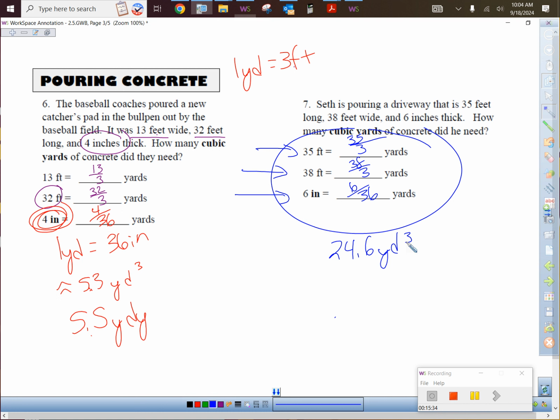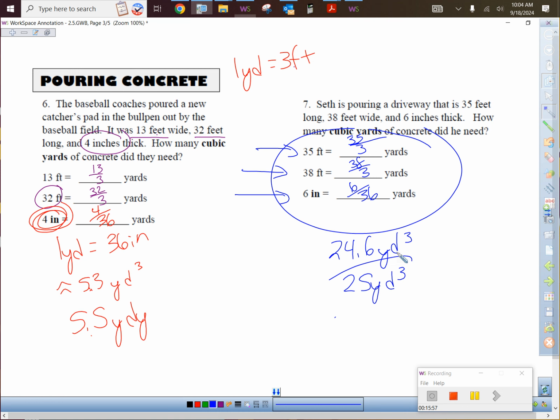You always have to round up. What do you want? 25. You got to round it up. Even though it's closer to 24.5, you got to round it up. You need to order 25 cubic yards of concrete. That's a lot. That's 2.5 cement trucks. Every cement truck can hold 10. Some of them hold 8. That's how much a cubic yard is.